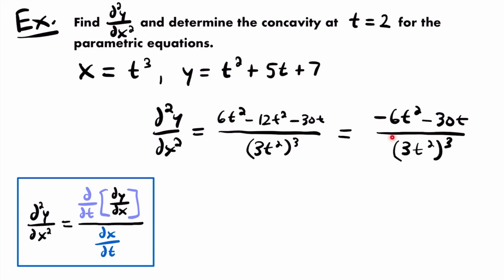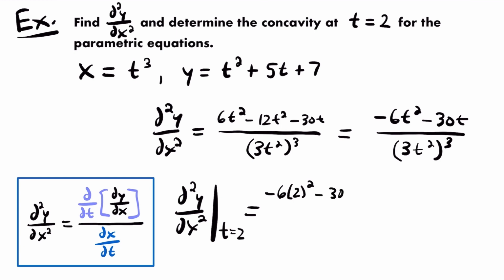Okay, and so now our second derivative is much simpler. We can now work with it to determine the concavity at this value of t for our parametric equations. So what we want to do is determine the concavity at t equals 2. So what we can do is plug that value of t into this second derivative. So if we do that, we'll have the second derivative evaluated at t equals 2, and that will be equal to negative 6 times 2 squared minus 30 times 2 divided by 3 times 2 squared cubed. Okay, so I just replaced each of these t's in our second derivative with 2 because t is equal to 2.